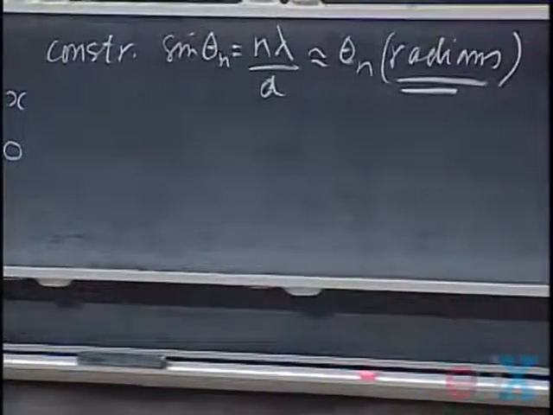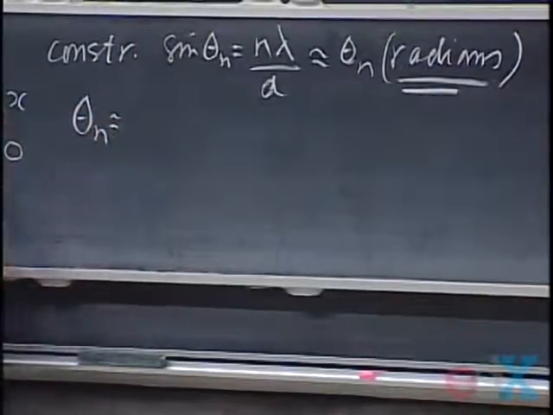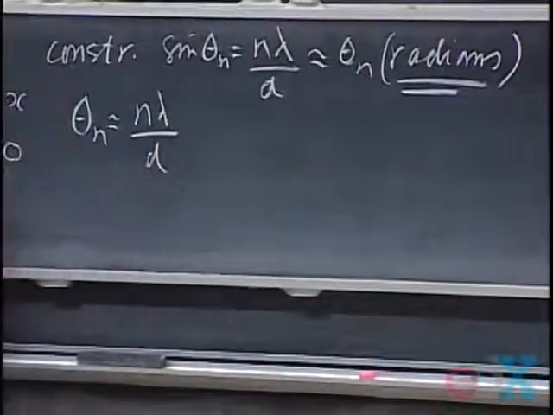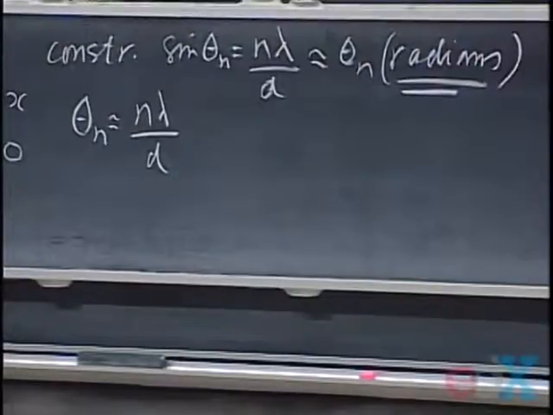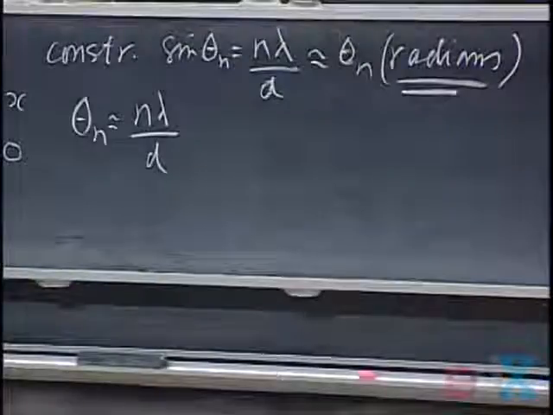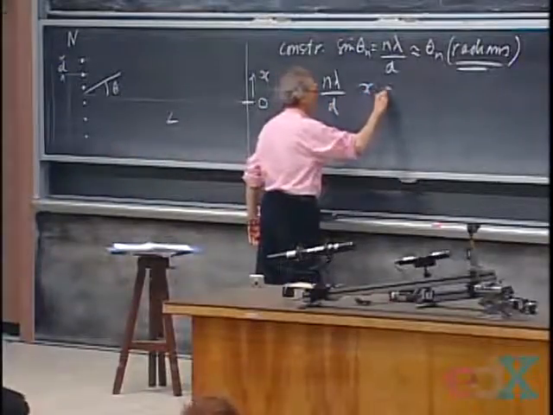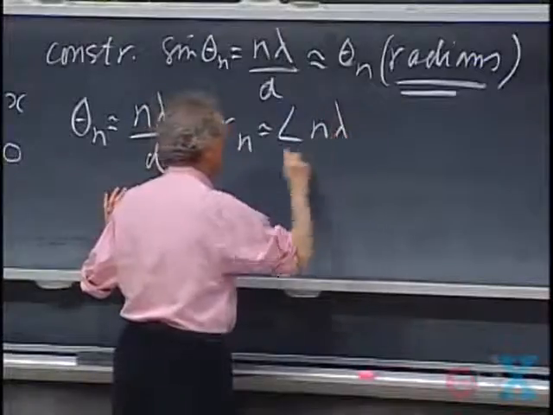And so the conclusion then is, if we work in radians for now, that theta n for the maxima is n lambda divided by d, n being 0 right here, n being 1 right here, n being 2 right there. And if you want to express that in terms of a linear displacement from 0, then x n, again for small angles, is L times that number.